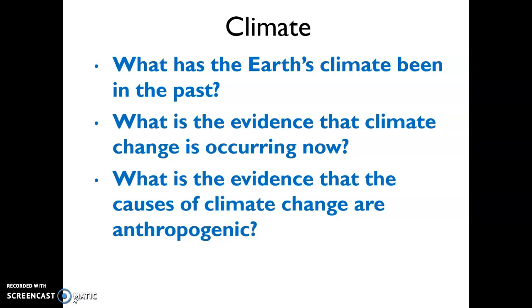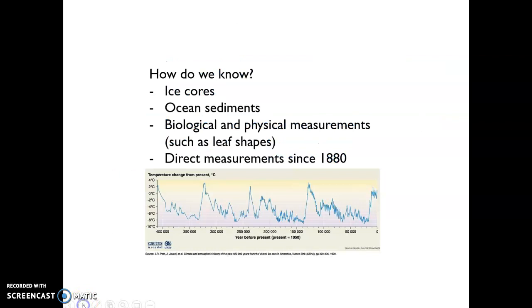So first we'll look at the first two questions. What has the Earth's climate been in the past? And what is the evidence that climate change is occurring now? So let's first take a look at this graph.